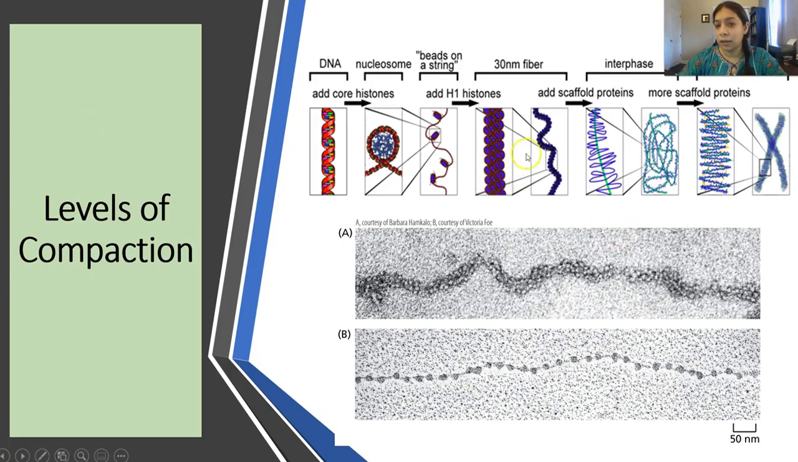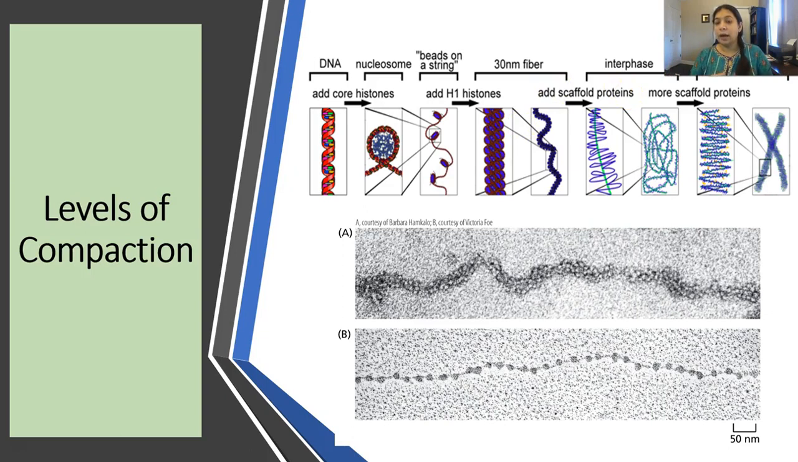Then another histone, an H1 histone, gets added into this mixture and into this bead on the string look to further compact this molecule so that it is even more tightly coiled and linked. This creates this 30 nanometer fiber. And here you can see how that one is now beginning to look more like that coiled structure that we associate with a chromosome.